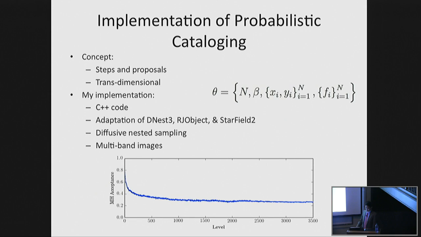There are two things to note about this implementation. First, it's transdimensional, meaning that we're fitting for the number of sources in the image as well as these other parameters. Like I said, this really allows us to get at the probabilistic aspect of this cataloging. Also, this code fits over multiple bands. The way it accomplishes this is it fixes the x and y positions of sources across all bands, but allows the fluxes to vary per band.